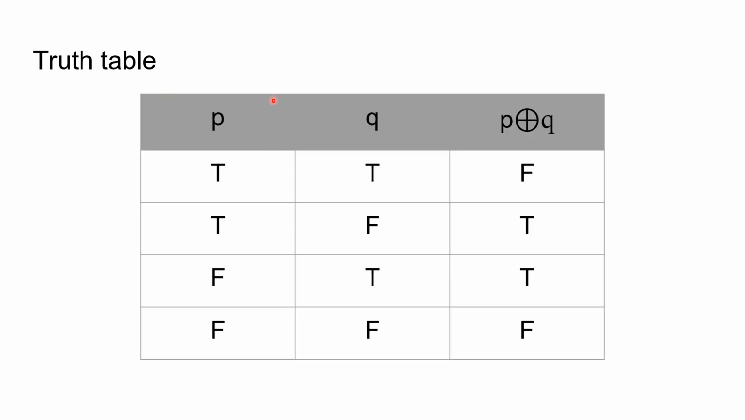Let's see its truth table. You will find out that if the two propositions are different, their result will be true. In other words, if the propositions are the same, their result will be false. So, back to the takeaway, but not both is shown in there.